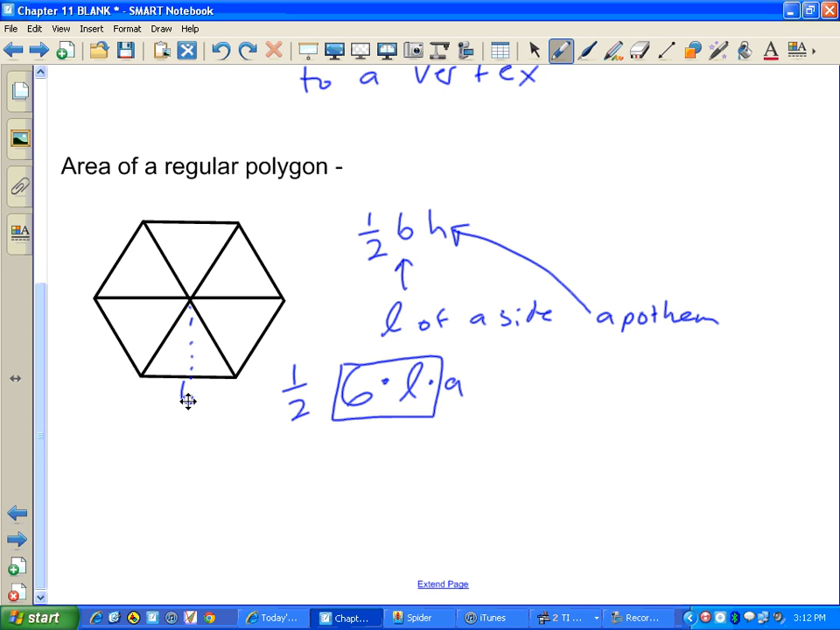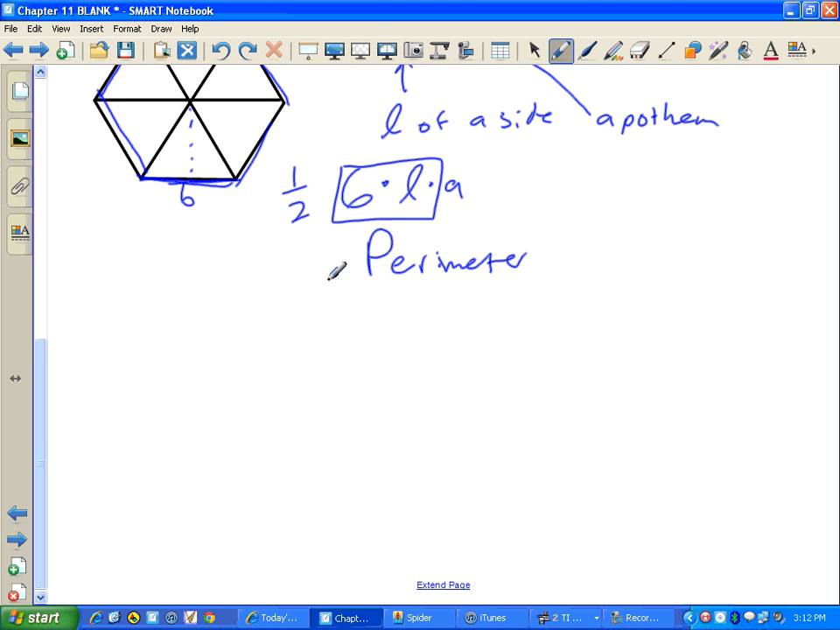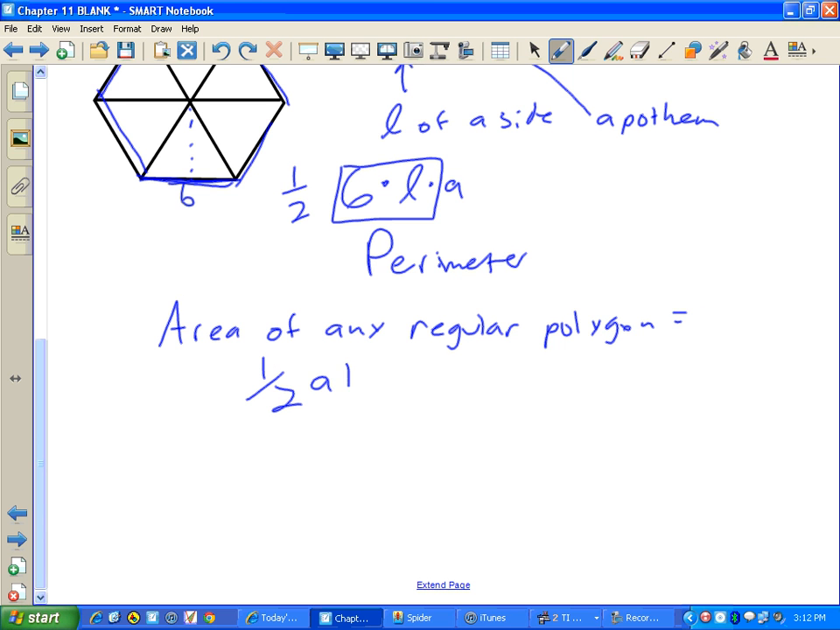This 6 times length, since this is length and I'm multiplying it by 6, that would be this. What do we call this? This is the length around the shape. We call that perimeter. So, the area of any regular polygon equals 1/2 the apothem times the perimeter.